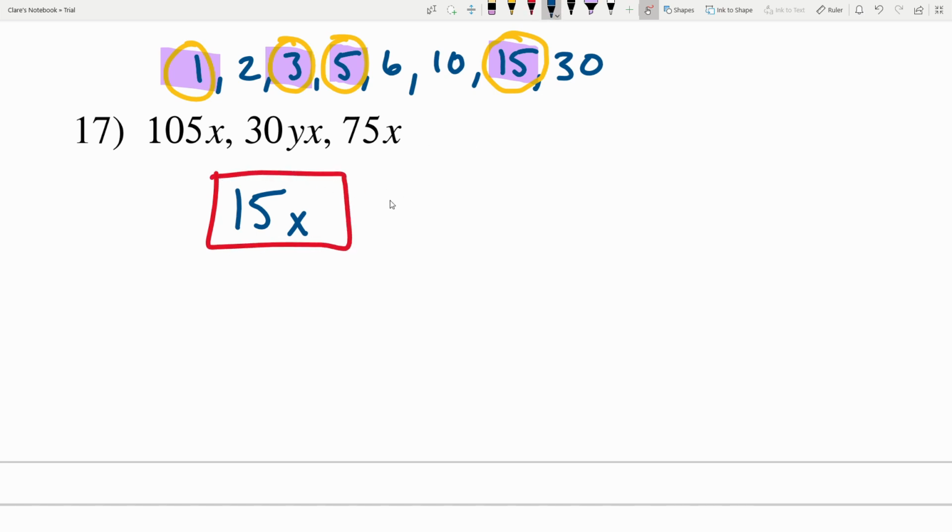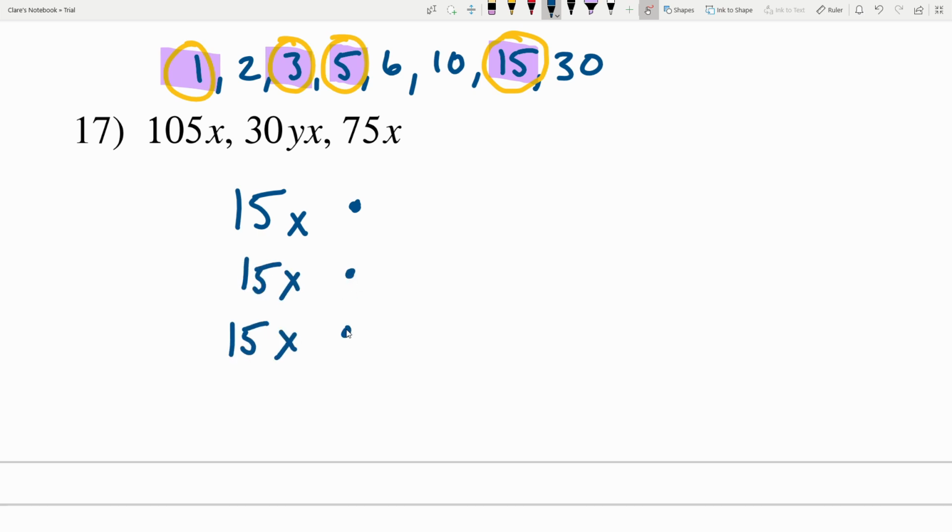And again, remember that multiplying trick to decide if we did indeed have the greatest common factor? Let's double check. I'll do 15x, and I'll be multiplying that by 3 different numbers or expressions. One will give me 105x, the other will give me 30yx, and the other will give me 75x. So what will those numbers be? Well, let's start with 105x. 15x times 7 equals 105x.